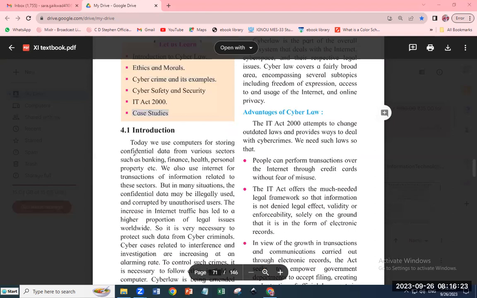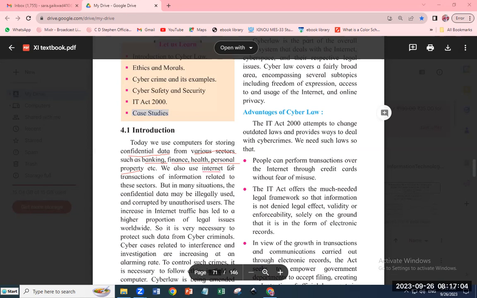Today we use computers for storing confidential data from various sectors, right? Banking, finance, health, personal, property, many different sectors are there. For those, we require some confidential data to be stored. Now, if I say personal, I have my bank account details, I have my GPay, I have my Gmail account, right? So I have many different things wherein I need some data to be stored, and that has to be confidential. It shouldn't be shown to anyone, right? So we use computers basically for storing the confidential data, right?